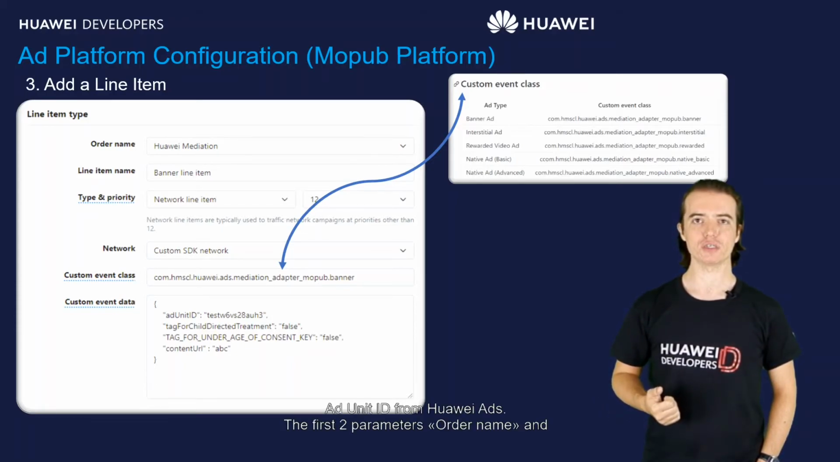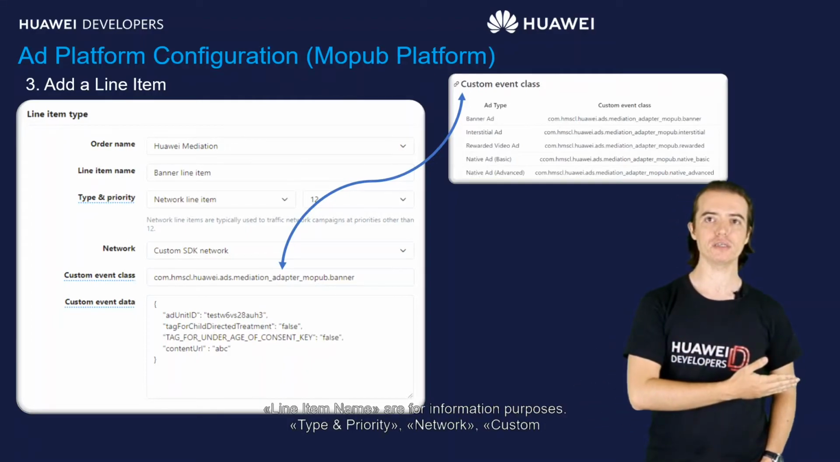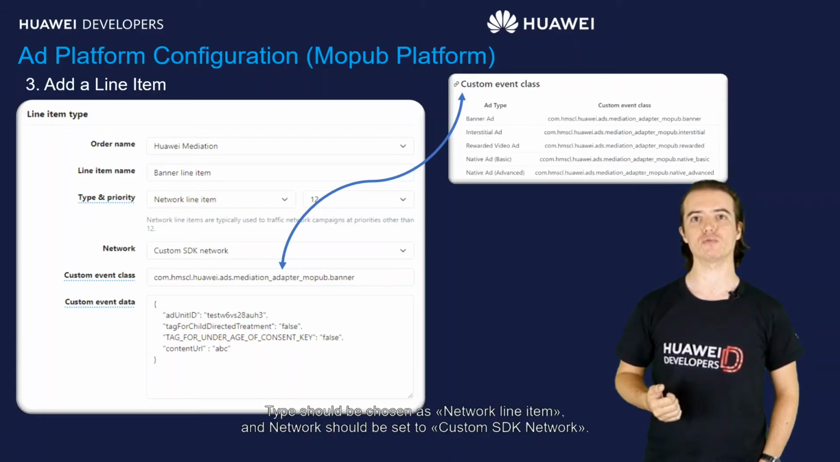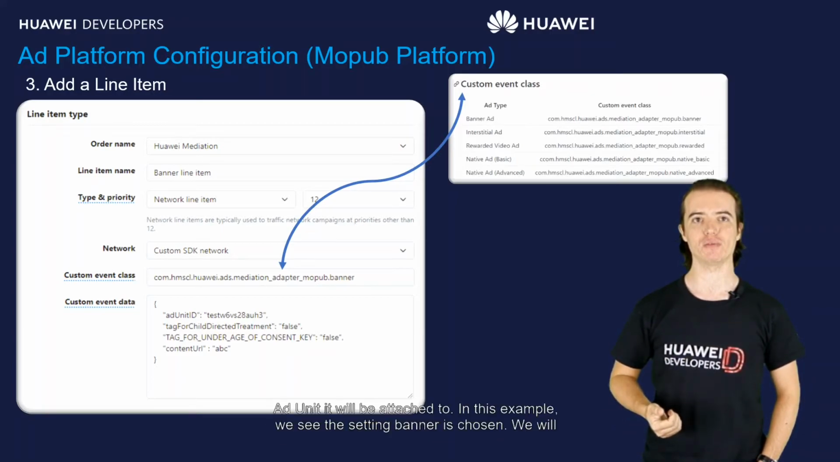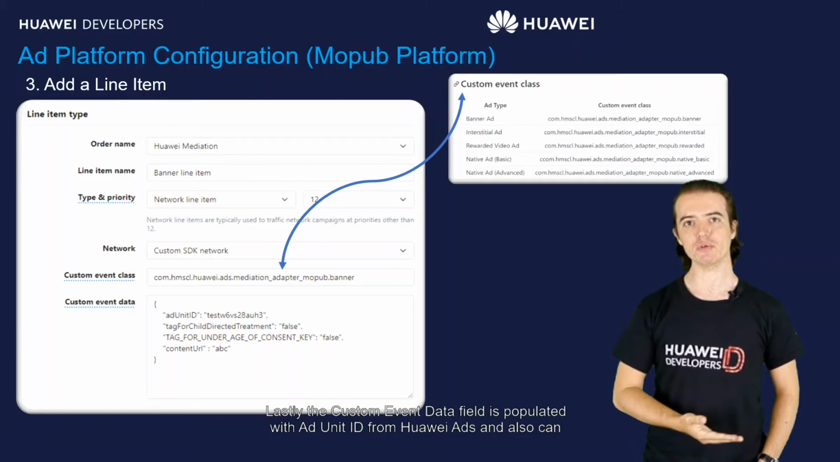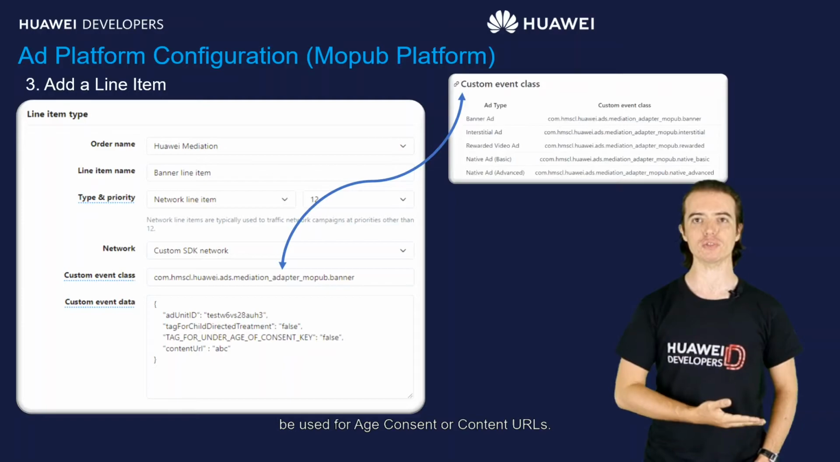The first two parameters, order name and line item name, are for information purposes. Type and priority, network, custom event class, and custom event data are for our mediation configuration. Type should be chosen as network line item, and network should be set to custom SDK network. Custom event class depends on which type of ad unit it will be attached to. In this example, we see the setting banner is chosen. We will also be providing other types of custom event classes in the references. Lastly, the custom event data field is populated with ad unit ID from Huawei Ads and also can be used for edge consent or content URLs.